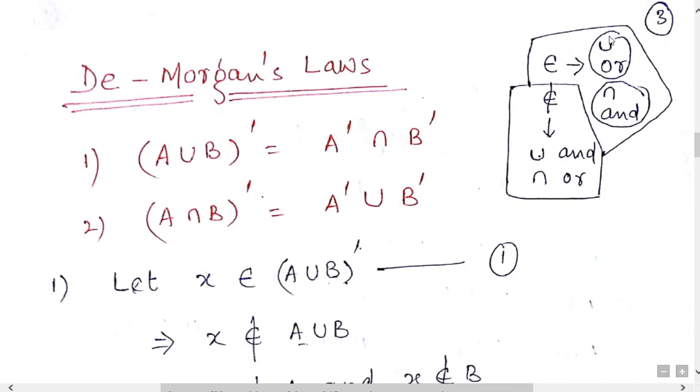Belongs to: union means or, intersection means and. I repeat again. If I write belongs to, union means or, intersection means and. If I write doesn't belong to, union stands for and, intersection stands for or. Please keep in mind these values so that we can start the question.